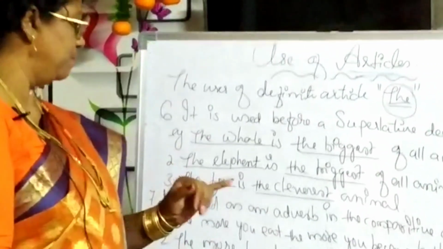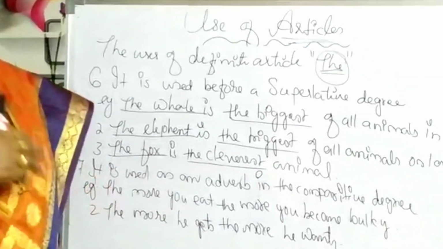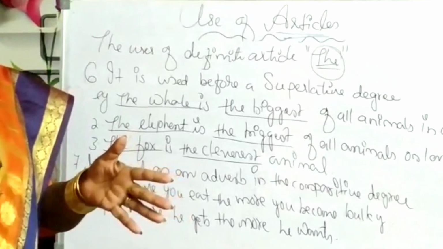Then seventh rule, it is used as an adverb in the comparative degree, comparing both things.